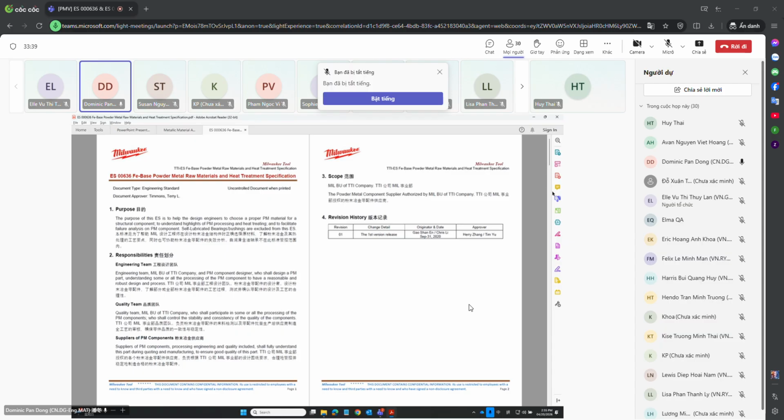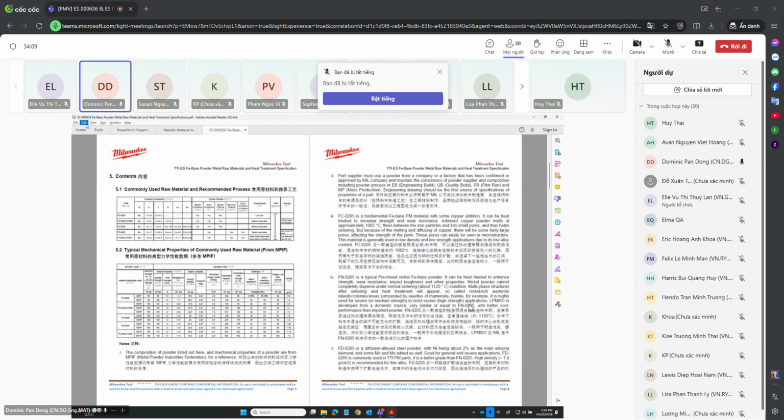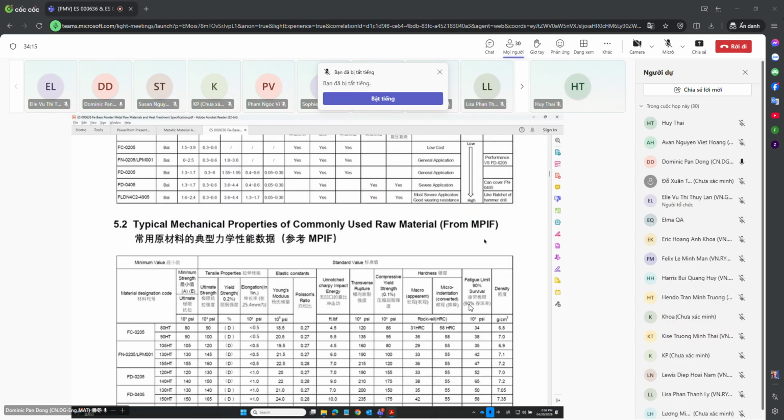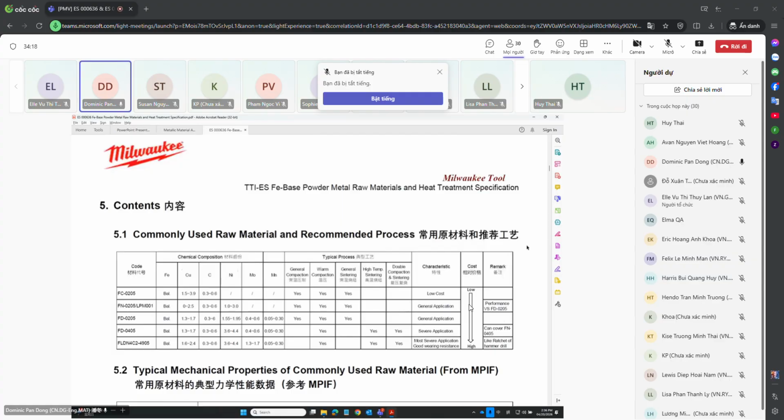So this standard, 00636, covers all of the iron-based powder metal raw materials and heat treatment processes. So I guess that today's focus is mainly about powder metal heat treating, right? Okay, I would just move on. Maybe we have to do it in this way. So I guess you can see it. So first is about this content.